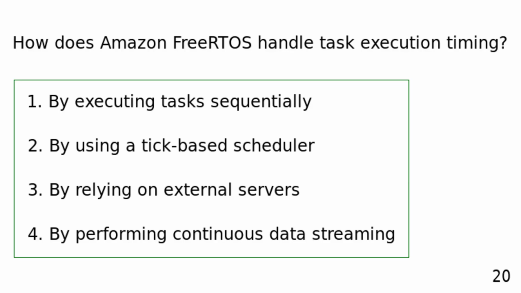How does Amazon FreeRTOS handle task execution timing? By executing tasks sequentially. By using a tick-based scheduler. By relying on external servers. By performing continuous data streaming.